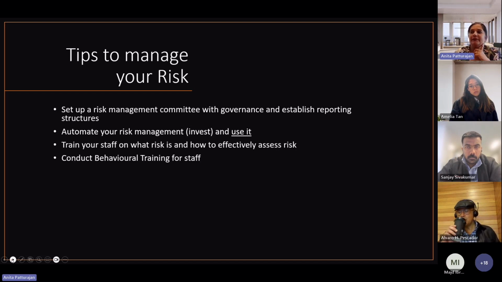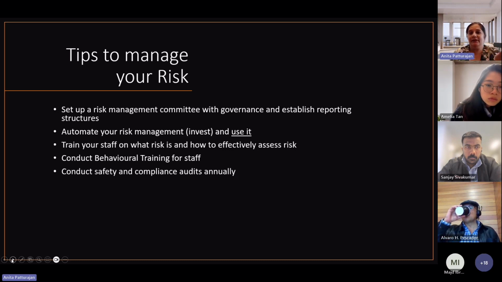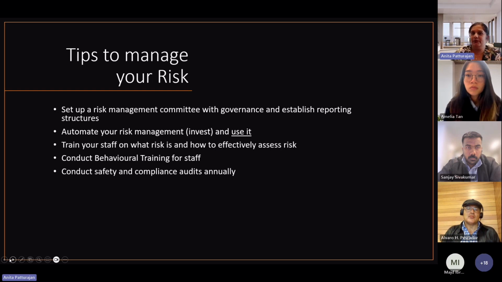Conduct behavioral training for staff. Conduct safety and compliance audits annually. It's really important that you provide to your management the real status of what the risk management program looks like. So if your executive team are not listening to you, they'll listen to the third-party consultant.